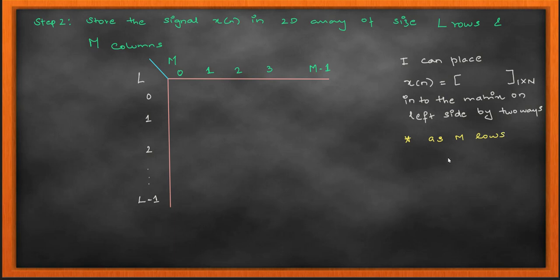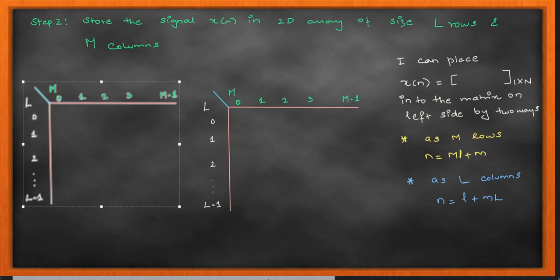As M rows at a time, that is given by n equals capital M into L plus m. There are two m's, so I don't want to confuse you. And I can also place this x of n as a column-wise operation, as L columns, that is given by n is equal to L plus m into capital L. So this is how I'm going to reorganize my one-dimensional array into this two-dimensional matrix.